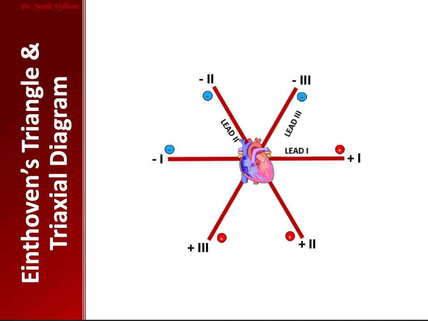Okay, so this is how a triaxial diagram looks like, the Einthoven triangle represented as a triaxial system. Triaxial because there are three axes: lead 1 axis, lead 2, and lead 3. The triangle is rearranged in such a way that it is intersecting at the center.